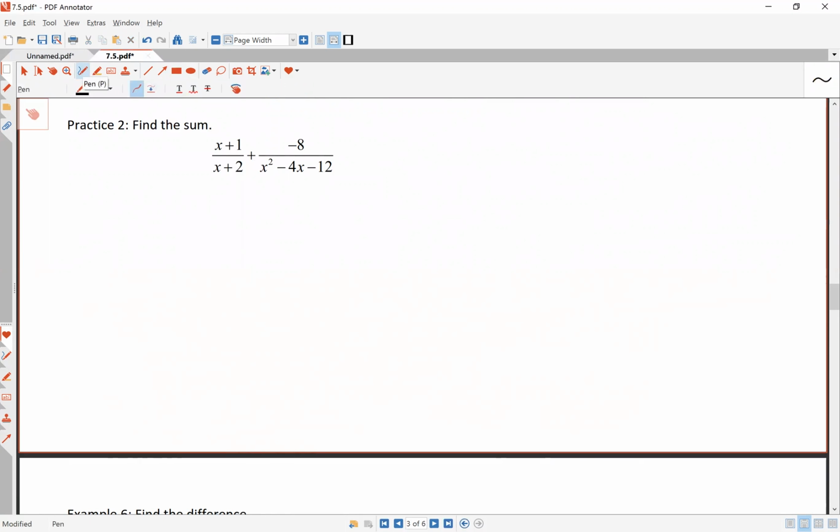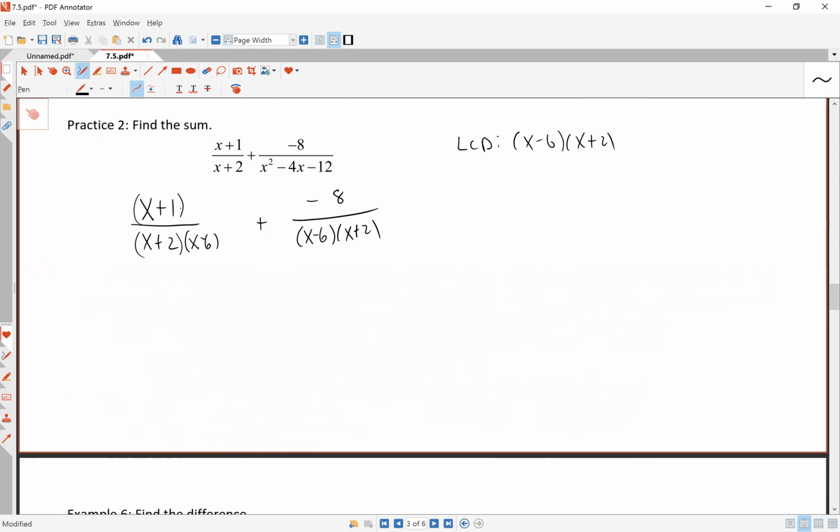All right, so now that you've had a chance to work this out, our denominators are x plus 2 plus a negative 8 over x minus 6 and x plus 2. So I see that my LCD must contain an x minus 6 and an x plus 2. We see that we already have the x plus 2. So we multiply top and bottom of this fraction by what we are missing, which is the x minus 6. It's important you use the parentheses on those.